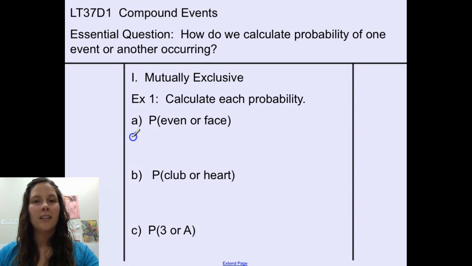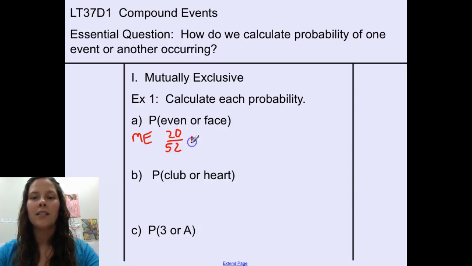So we're starting off with calculating probability of pulling cards from a deck. An even or a face card. So think about, can that happen at the same time? No, that was just the example on the last page. So these would be mutually exclusive events, and we would simply add their probabilities together. In a deck of cards, there's 2, 4, 6, 8, and 10. So there's 5 even numbers in each suit times 4 suits gives us a total of 20 even numbers out of the 52 cards in the deck.